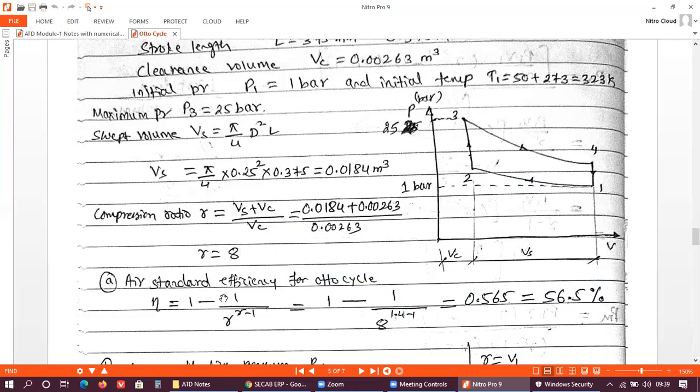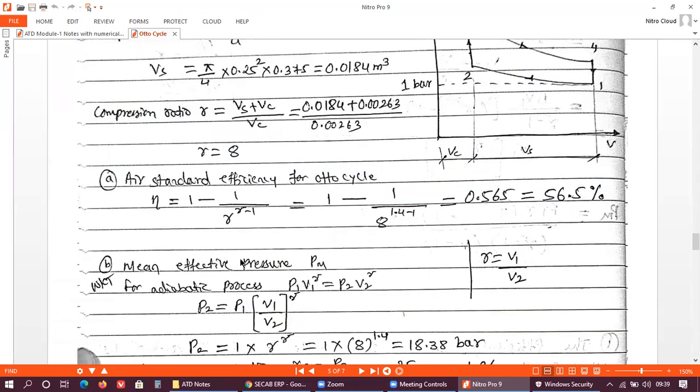Now substitute this value of R equal to 8 in the air standard efficiency, which is given by 1 minus 1 divided by R raised to gamma minus 1. All of you know the value of gamma is always constant, it is 1.4. So 1 minus 1 divided by 8 raised to 1.4 minus 1. You'll get 0.565 or 56.5%.